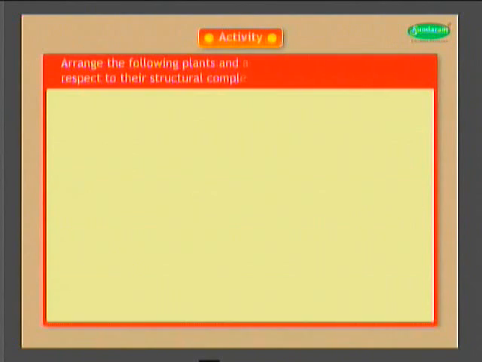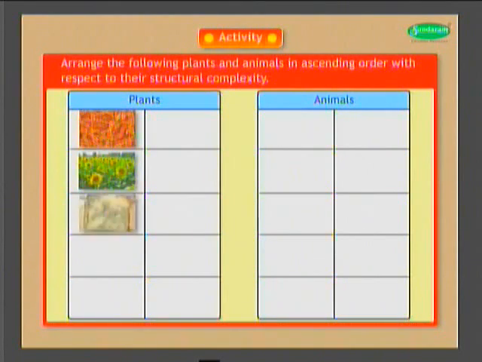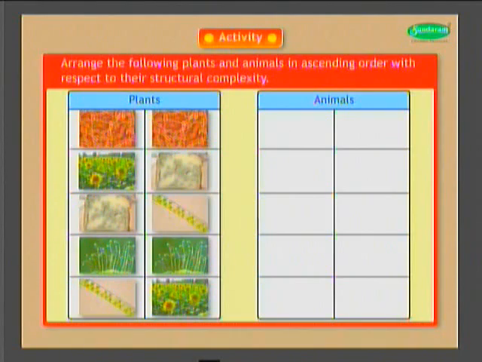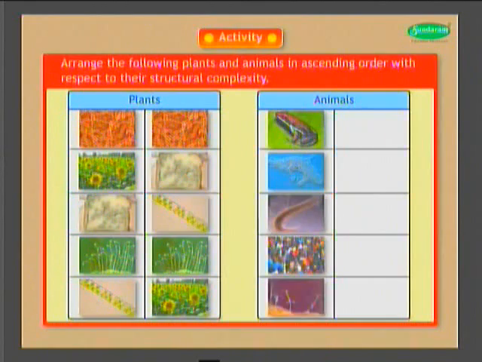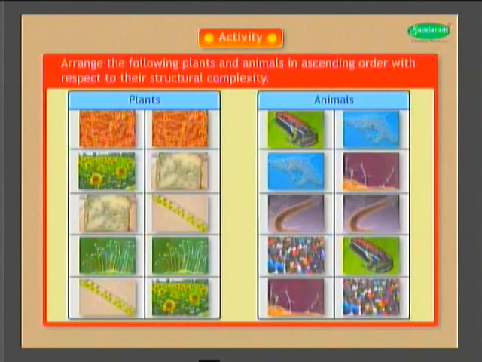Activity. Arrange the following plants and animals in ascending order with respect to their structural complexity. Plants: bacteria, sunflower, fungus, funaria, spirogyra. Answer: bacteria, fungus, spirogyra, funaria, and sunflower. Animals: frog, amoeba, planaria, human being, hydra. Answer: amoeba, hydra, planaria, frog, and human being.